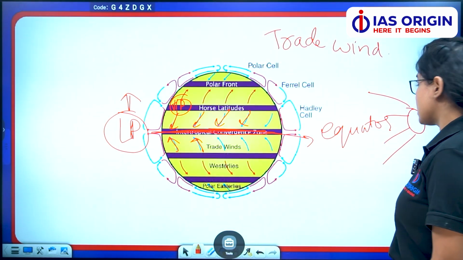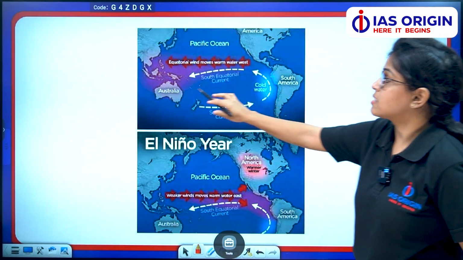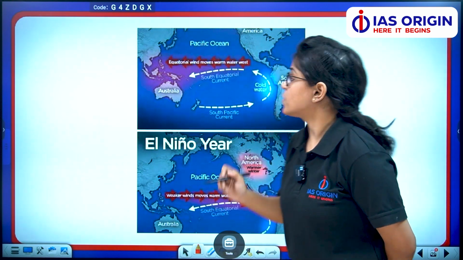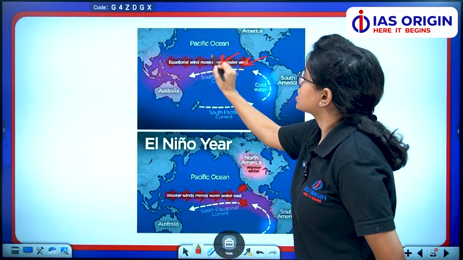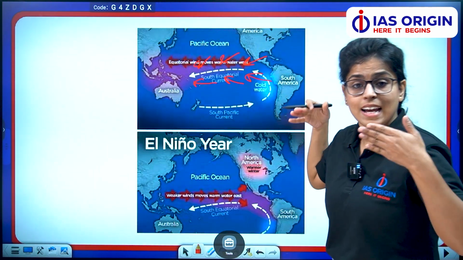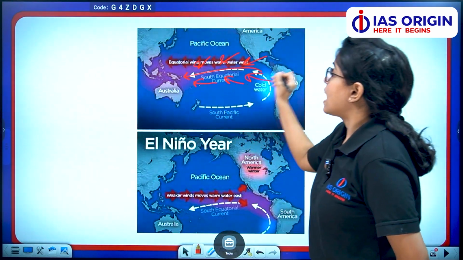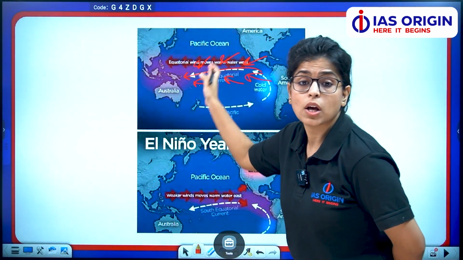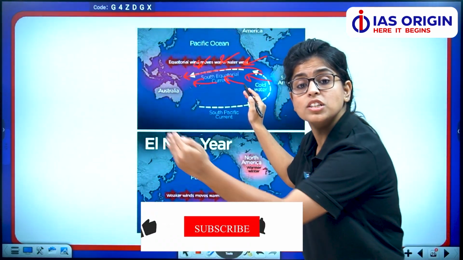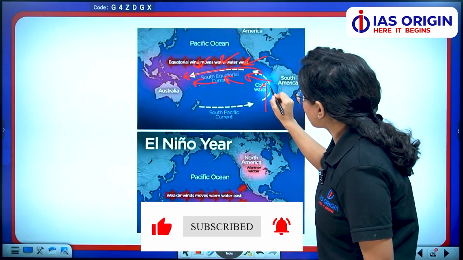Now let's see here. This is a diagram of the Pacific Ocean. Okay, so this is South America and this is Australia and Asia. During the normal years, the trade winds flow in this direction. In this direction, they drag the water. When the wind goes in this direction, it takes the water with it and they transport the water from the coast of South America to the coast of Australia. As a result, because the water here goes there, the level here decreases. Because the level decreases, the water from below comes up.